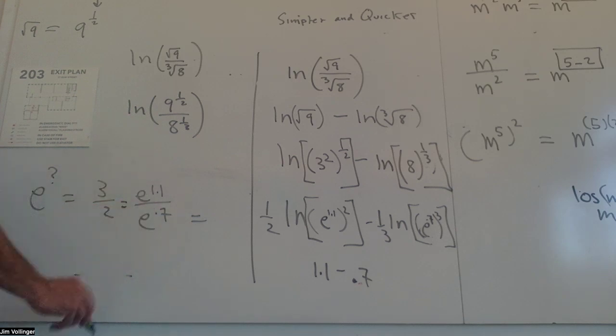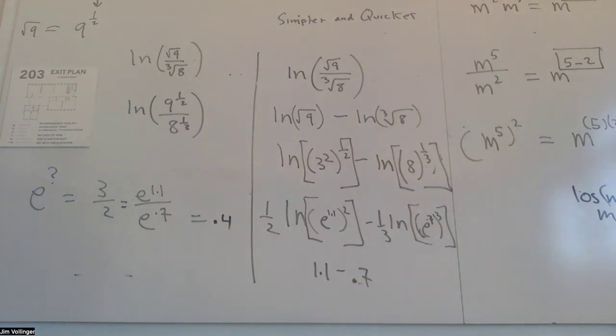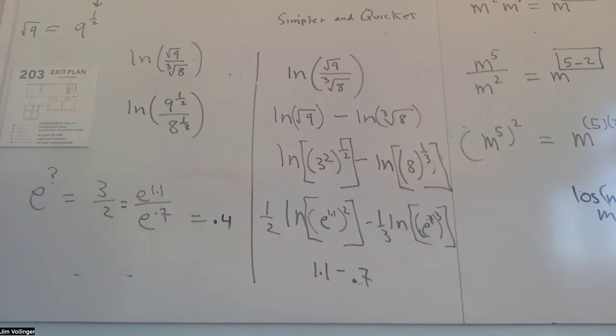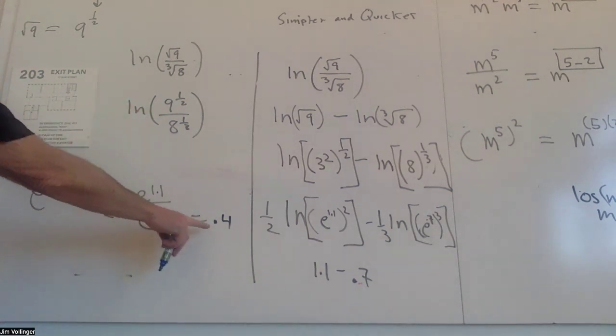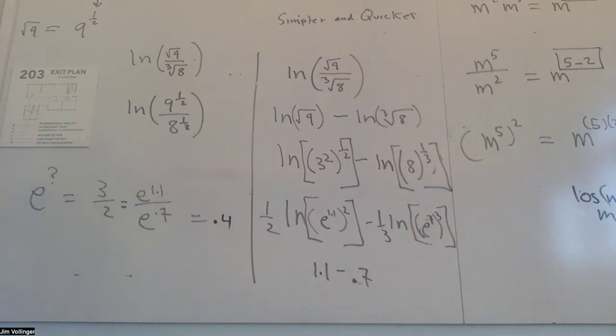So e to the 1.1 over e to the 0.7, 0.4. Okay, 0.4. e to the 0 is 1, right? e to the 1 is 2.71. And this is a number between 1 and 2. Okay, so hopefully you can trust it. Halfway there, exponentially, it's less than a half as a number. That makes some sense too.